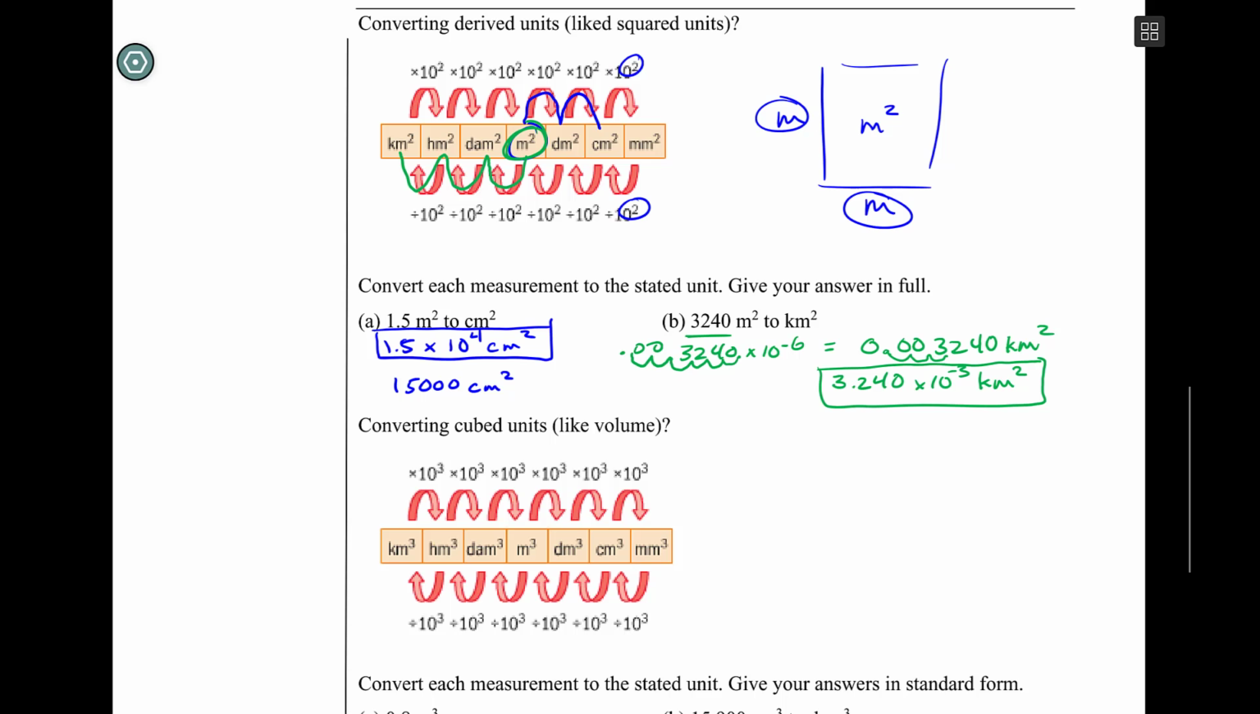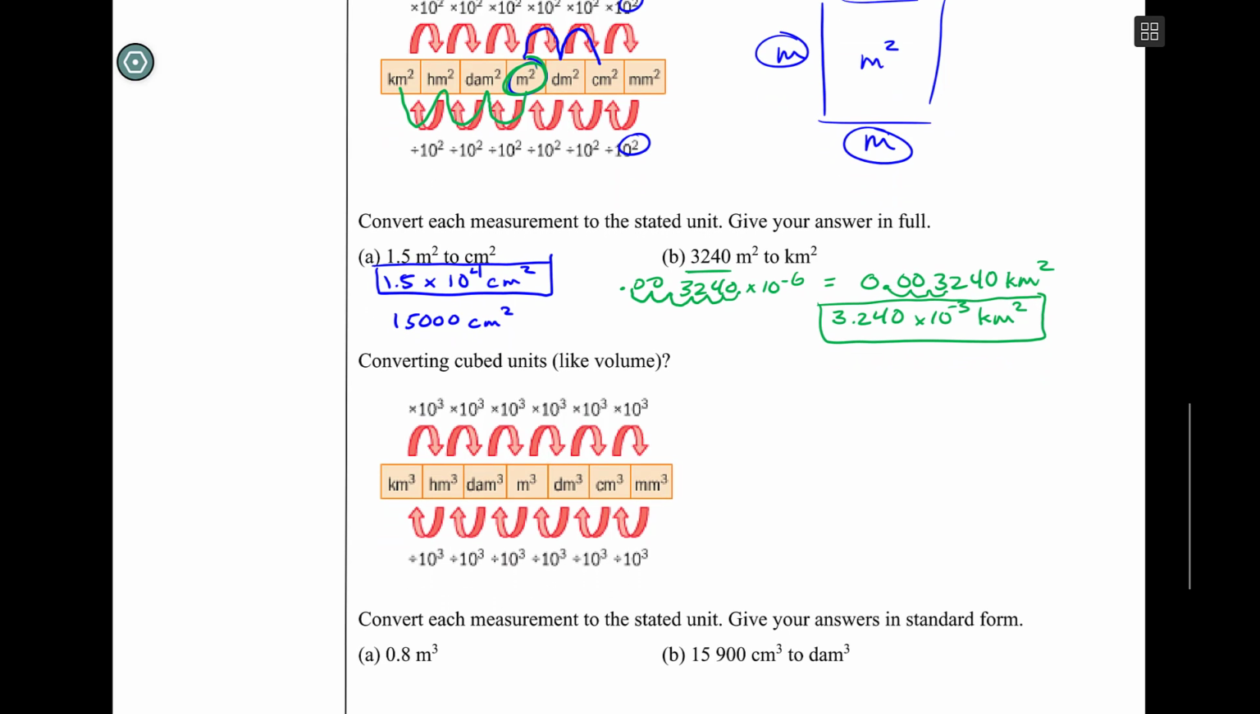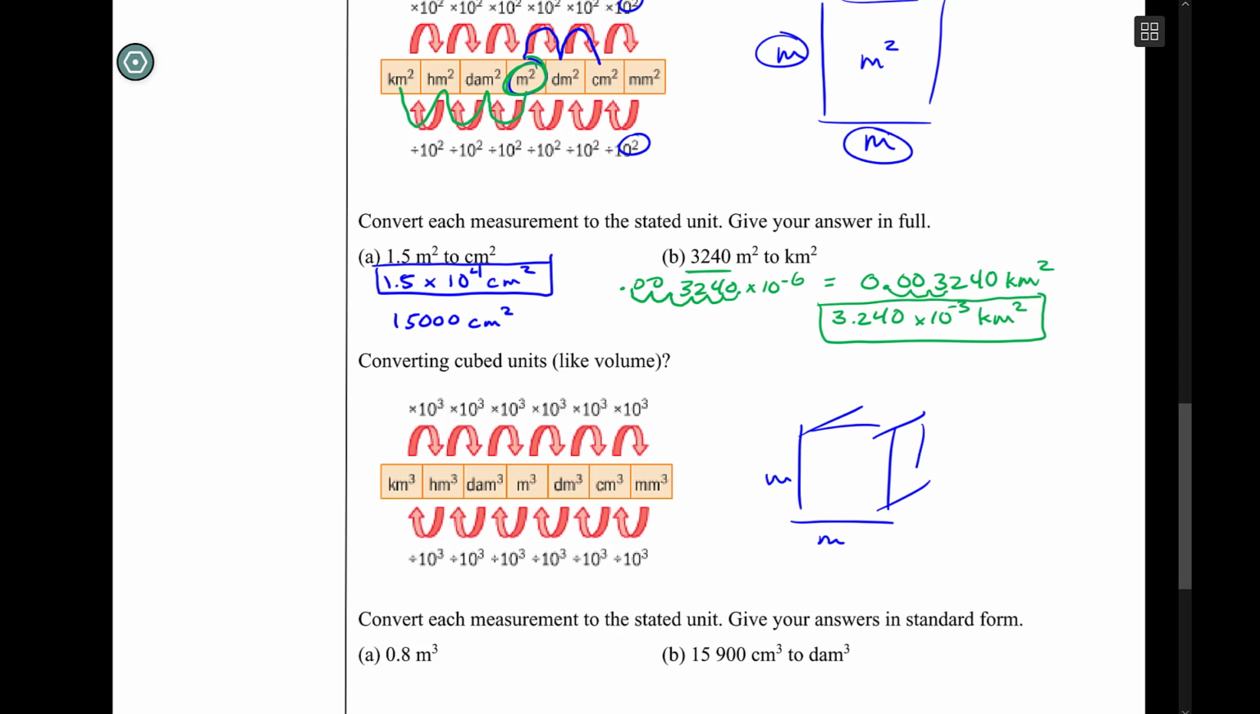Either way is acceptable. You can write it like this, 0.003240 kilometers squared, or 3.24 times 10 to the -3. Now, volume, we are introducing a third dimension, right? We have depth, so we not only have our meters for our base and our height, but then we also have the depth, which means now we are multiplying by an extra factor of 10. So multiplying or dividing by an extra factor of 10.